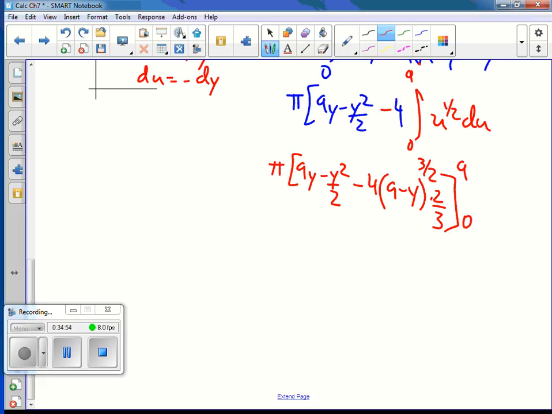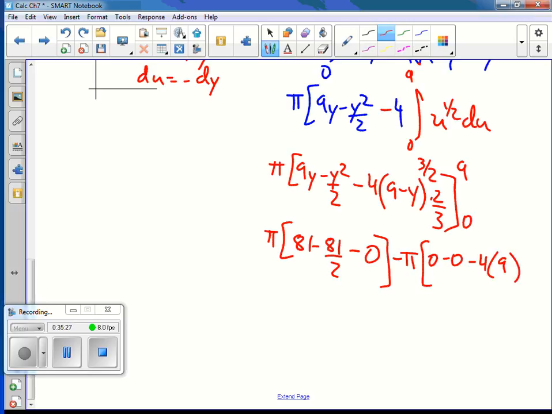So this will be, all right, and so we plug everything in. We're going to get 81 minus 81/2 minus, and what do you know? When you plug in 9, this whole thing right here is just 0. But then when we do minus pi, we're going to get 0, 0. So we're going to get 0 minus 0 minus 4 times 9 minus 0, which is just 9, to the 3/2 times 2/3.